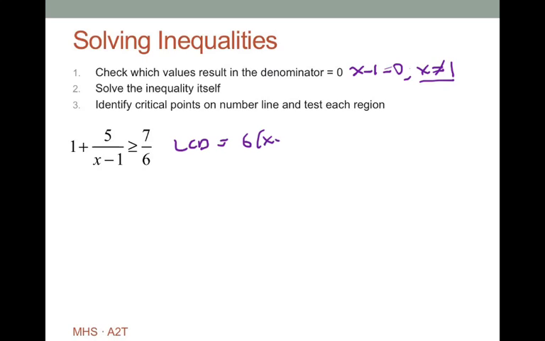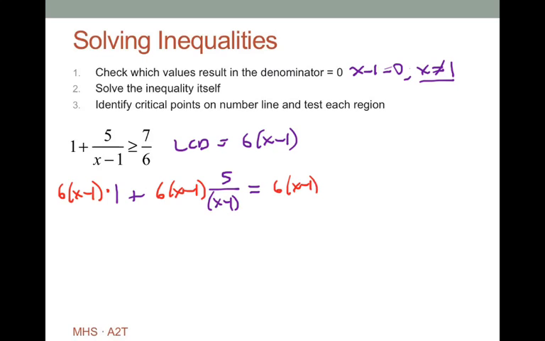Our least common denominator is going to be 6 times x minus 1. So we're going to multiply each term by that to clear the fractions. So we get 6 times x minus 1 plus 5 times 6 times x minus 1 over x minus 1. And that's greater than 7/6 times 6 times x minus 1. Okay, so we've set it up. We figured out what our common denominator is. We multiply each term.